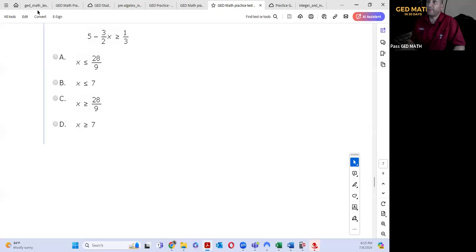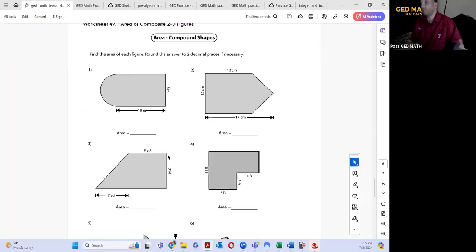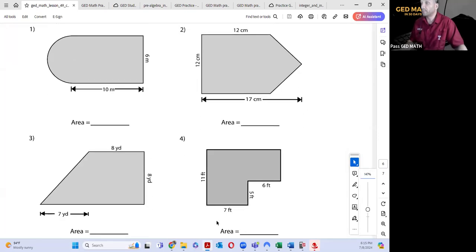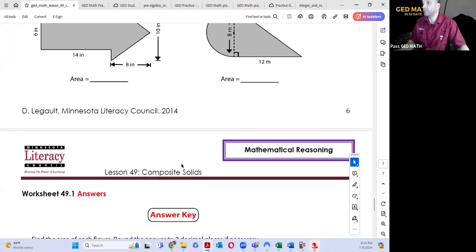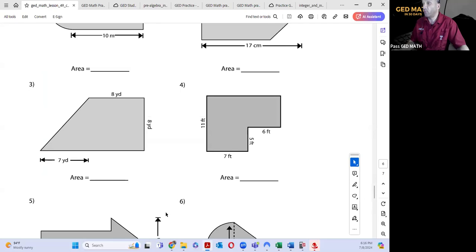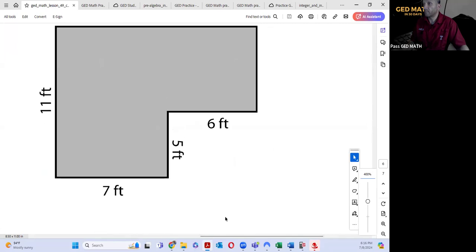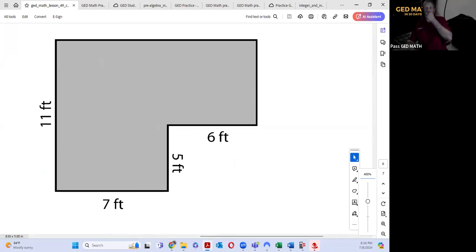What other questions do we have? Oh, I know one we had. Compound shapes. Okay. So let's look at number 4. You're probably going to see a question like number 4. So I'm going to ask 2 things, first of all. Now, this is only asking for the area. I'm going to ask for 2 things, the area and the perimeter. I'm going to ask for both.